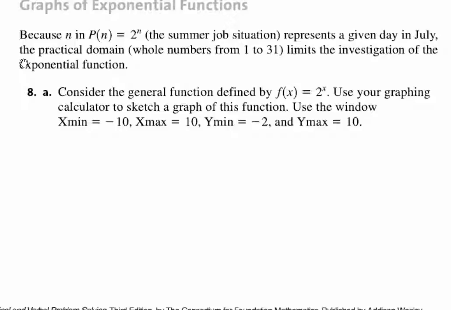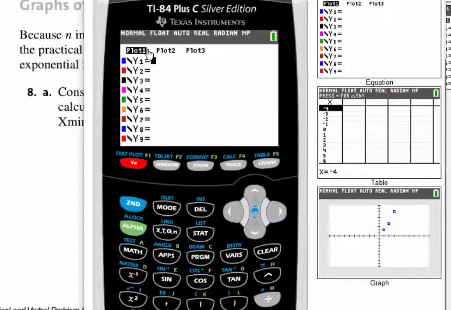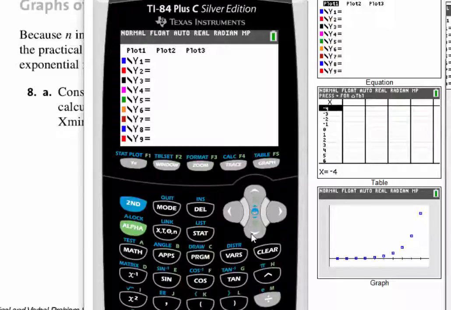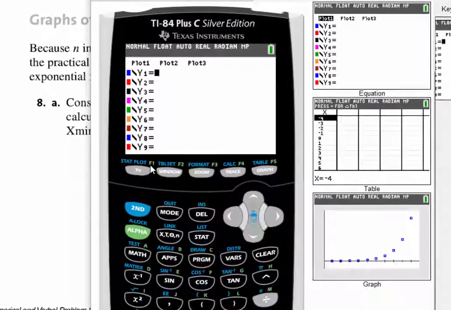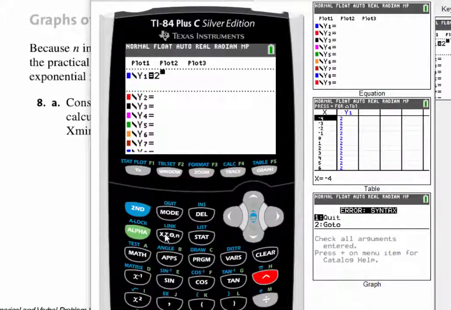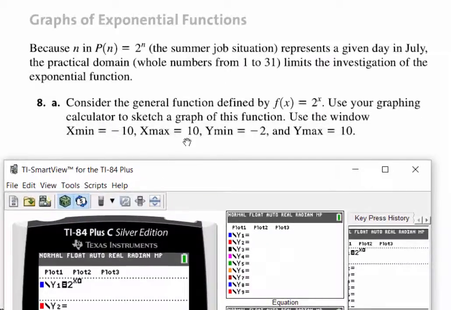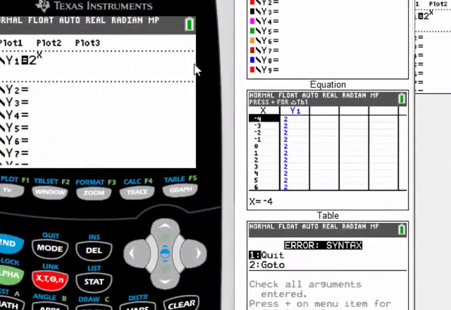Okay, so now they say, why don't we try to graph the problem that we've just done? This p of n equals 2 to the n. I'm going to replace p with y and n with x. So we're going to actually graph y equals 2 to the x on our calculator. So I press y equals. I turn off my stat plot. We no longer need the scatter plot. I press enter. So now my plots are off. And I'm going to type in 2 raised to the x. So I press the caret key and then the x. And they give us a window. They say, let's use the window -10 to 10 and -2 to 10.